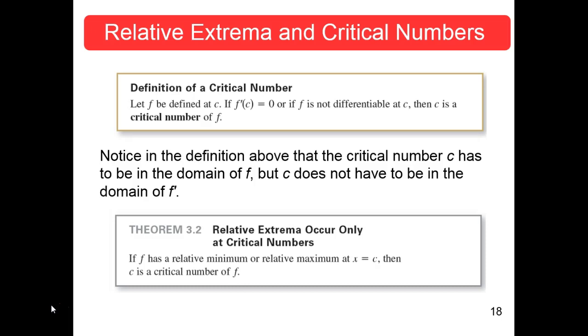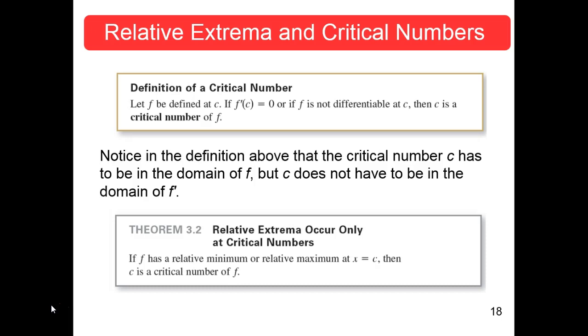Notice that in the definition above, the critical number c has to be in the domain of f. It's defined at c. But c does not have to be in the domain of f prime. We saw that in that peaked example, the absolute value example. It doesn't have to be in the domain of f prime.